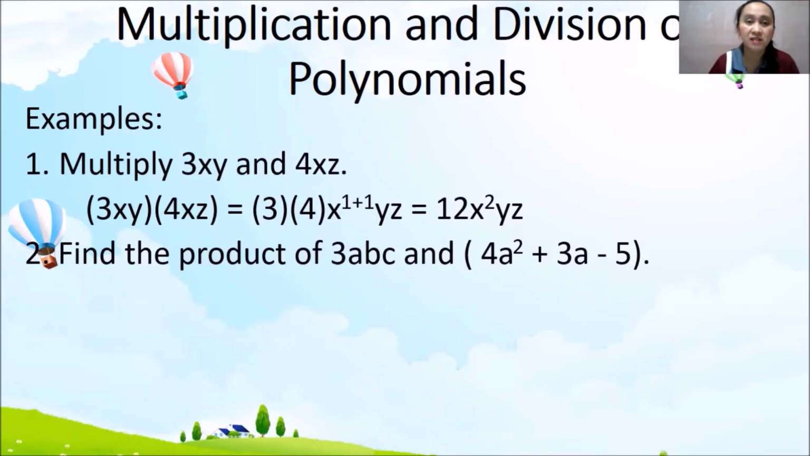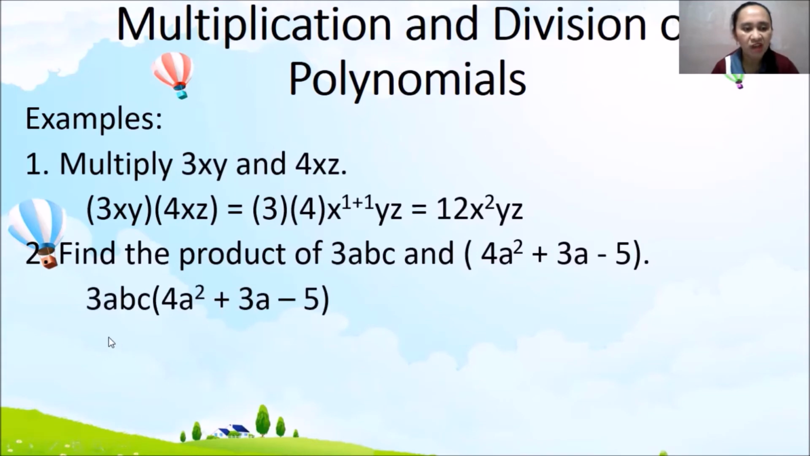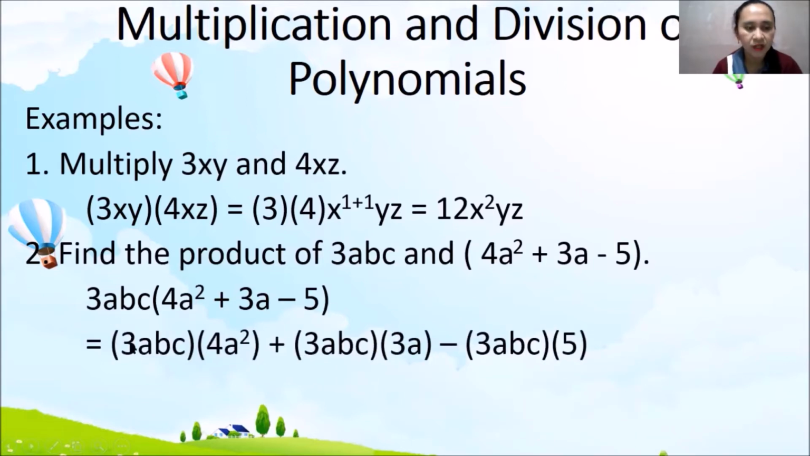Number 2 example. Find the product of 3abc and 4a squared plus 3a minus 5. Still, we apply distributive property of multiplication over addition. We use 3abc as our multiplier for every term of 4a squared, 3a, and negative 5. So we have 3abc times the quantity of 4a squared plus 3a minus 5. So 3abc times the first term 4a squared.